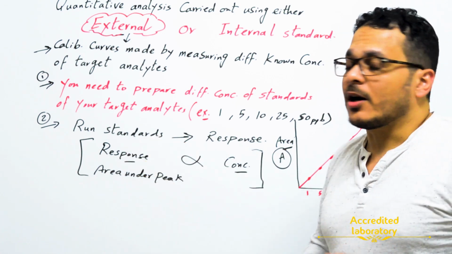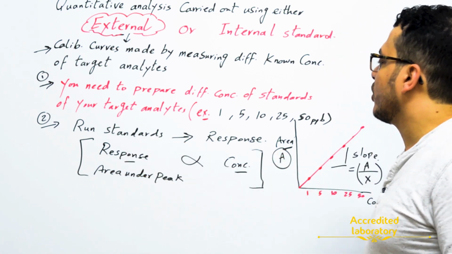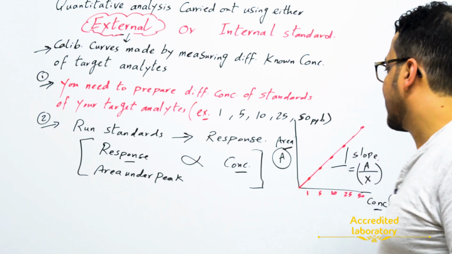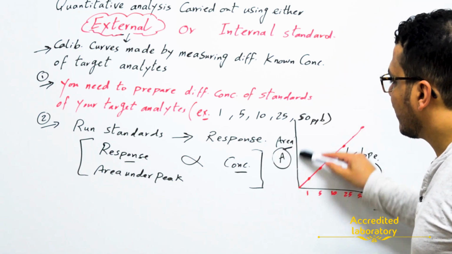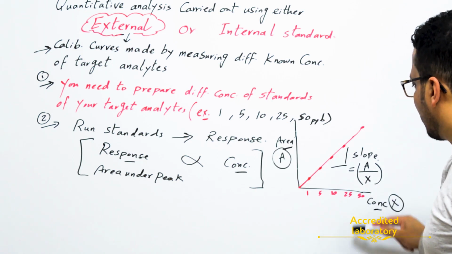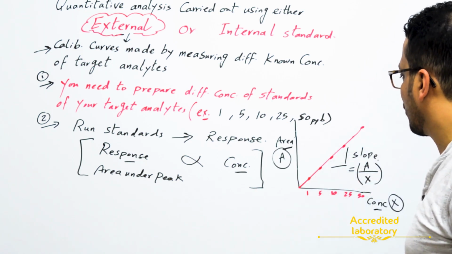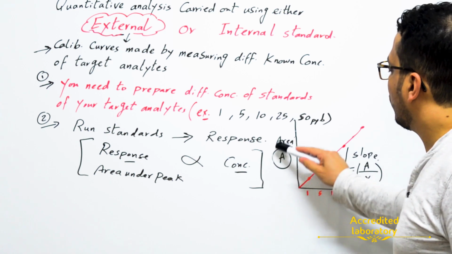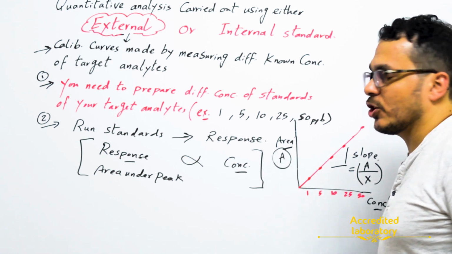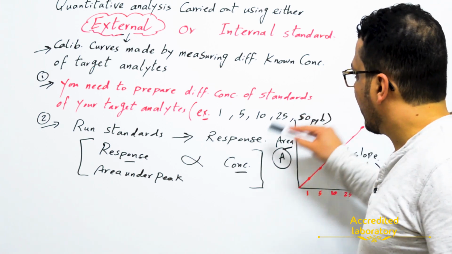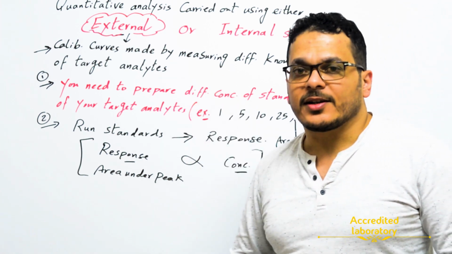The response, for example the area under the peak, is proportional to the concentration of these standards. Then the relation between the area under the peak, which is the response, and the concentration will be drawn on this calibration curve, and the slope equals this area divided by x, the concentration of this target analyte. This is your calibration curve using an external standard.